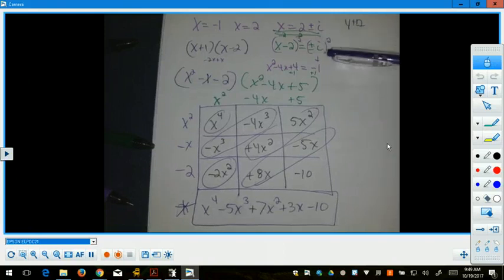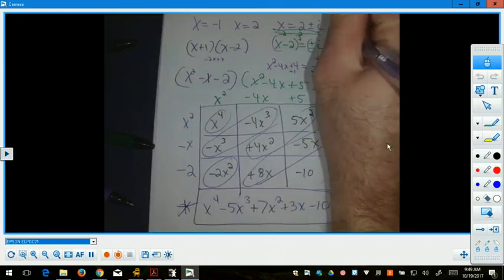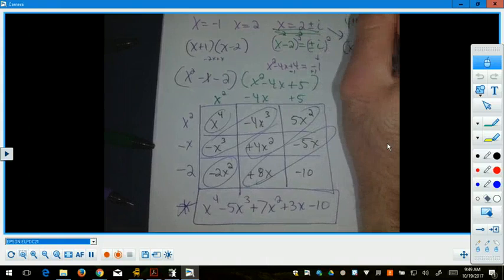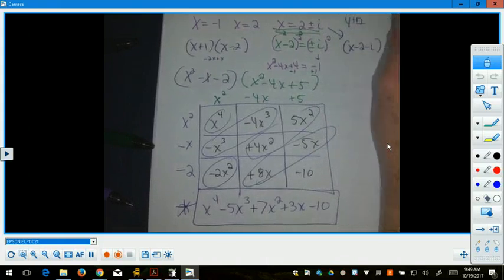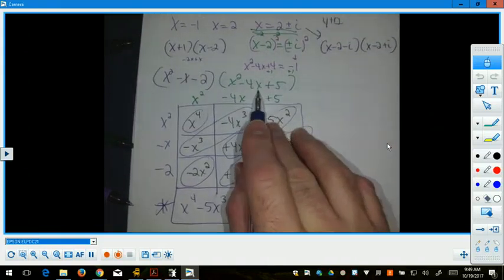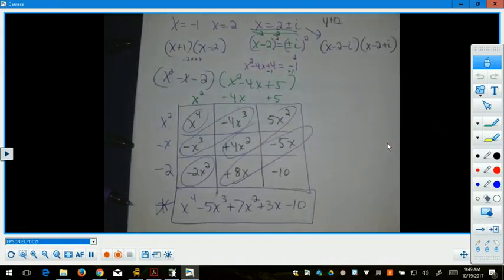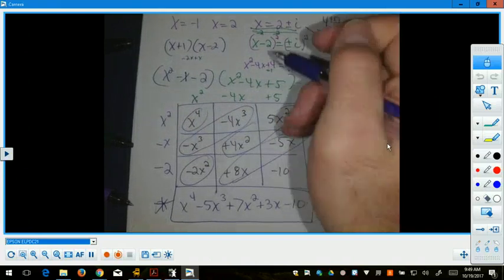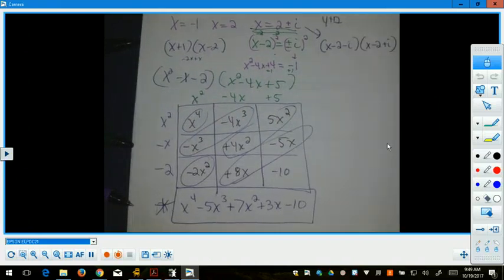If you don't like doing it this method, I'm not going to do it right now, but you could do this as x minus 2 minus i and x minus 2 plus i, and distribute those. You would still get right back to here, and then you'd multiply it out. So you can use either method as long as it works for you.